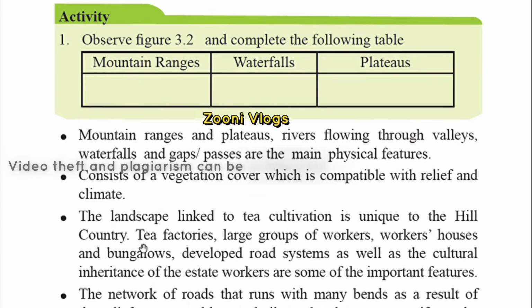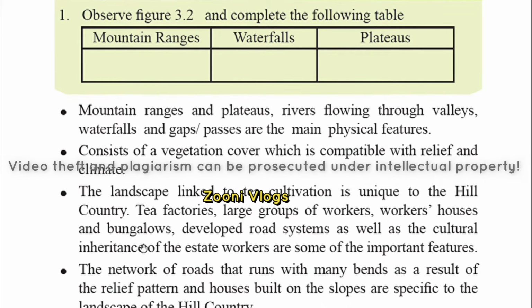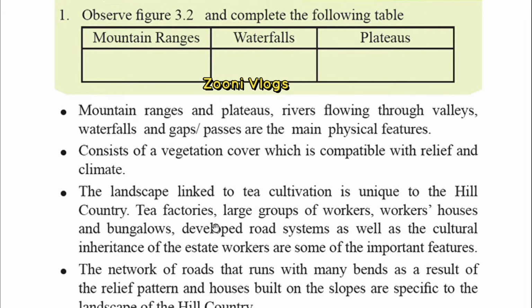The landscape linked to tea cultivation is unique to the hill country, because if someone is living in the hill country or has been to the hill country, you can see a lot of tea estates. Tea factories also, a large group of workers, houses and bungalows, developed road systems, as well as the cultural inheritance of the estate workers are some of the important features. If you don't have an idea about this, you can just search on the internet. You can see a lot of tea cultivation in the hill country.